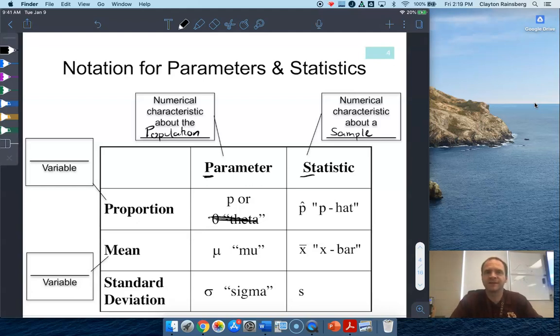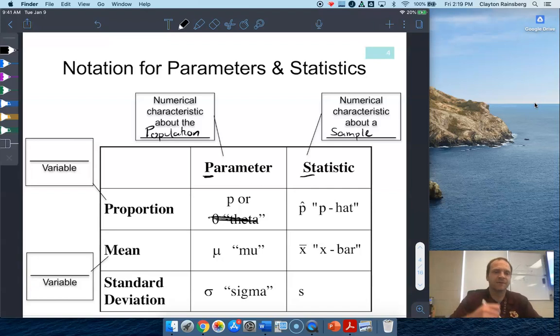Now for the statistics, we use p hat when it comes to the sample proportion, statistic proportion. We use x bar when it comes to the sample mean, the statistic mean. And we use the lowercase letter s for the sample standard deviation.